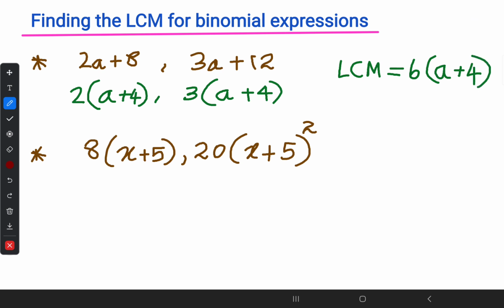For the second one, it is already factorized. So you should find the LCM for 8 and 20. Divide by 2: 4, 10. Again divide by 2: 2, 5.